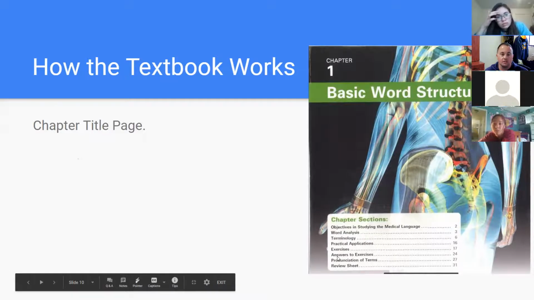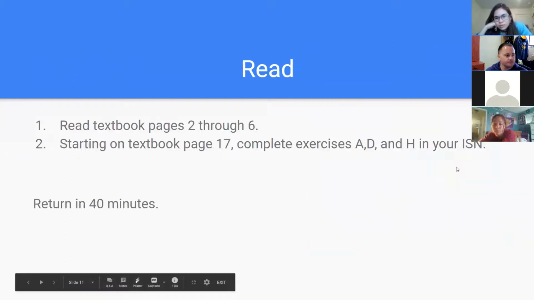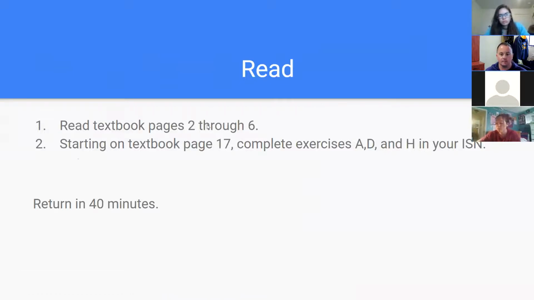Medical terminology is hard. It's really hard. But what I want you guys to do is read pages 2 through 6 in the textbook. In the textbook, it'll have the page number. And then you're going to go to page 17 of the text, and you're going to complete exercises A, D, and H in your ISN. So write down on a piece of paper, and I want you to write both the question and the answer. And I will give you 40 minutes to do this. Are there questions as to what you are doing?